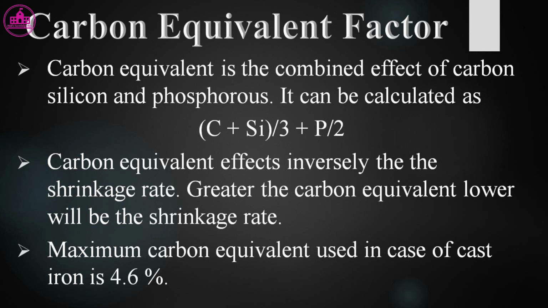Carbon equivalent factor. Carbon equivalent is the combined effect of carbon, silicon, and phosphorus. It can be calculated as C plus (Si plus P)/3. Carbon equivalent affects inversely the shrinkage rate. Greater the carbon equivalent, lower will be the shrinkage rate. Maximum carbon equivalent used in case of cast iron is 4.6%.